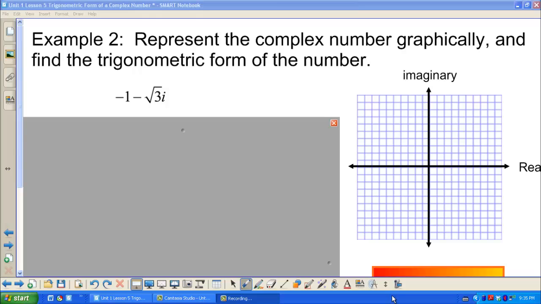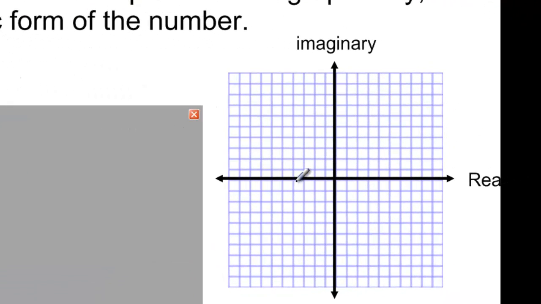In example 2, we're going to represent the complex number graphically and find the trigonometric form of the number. So I gave you the complex number negative 1 minus root 3i. Graphically, if I want to represent what's going on, the real number portion is negative 1, so I'm going to go a distance to the left on the horizontal axis of 1. On the imaginary axis, I would go down a distance of negative root 3, and then I would plot the point accordingly. So this point in green is approximately negative 1 minus root 3i.